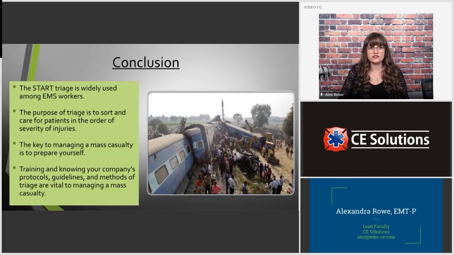All right, and our conclusion to this section. So the START triage method is widely used among EMS workers. It's best to make sure you know what's utilized in your area, and hopefully both the EMS service and hospital are trained the same way, so everyone's on the same pathway when you bring patients into the hospital. The purpose of triage is to sort and care for patients in the order of severity of injuries. So again, use your RPM assessment, look at respiratory rate, their pulse, mental status, along with their injuries to help sort these patients. The key to managing a mass casualty is to prepare yourself.